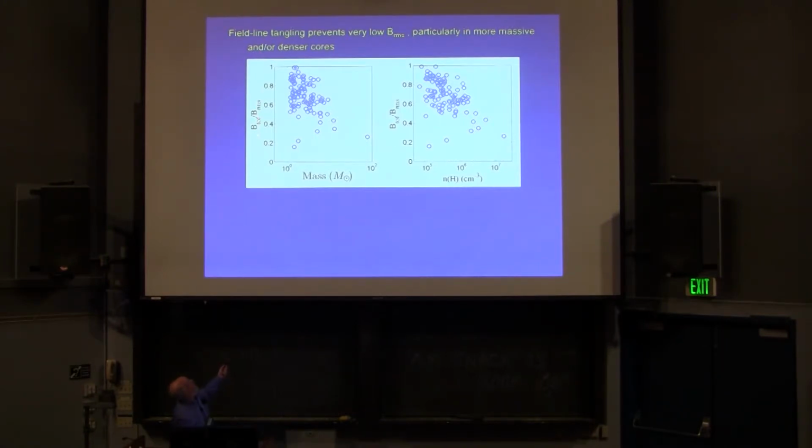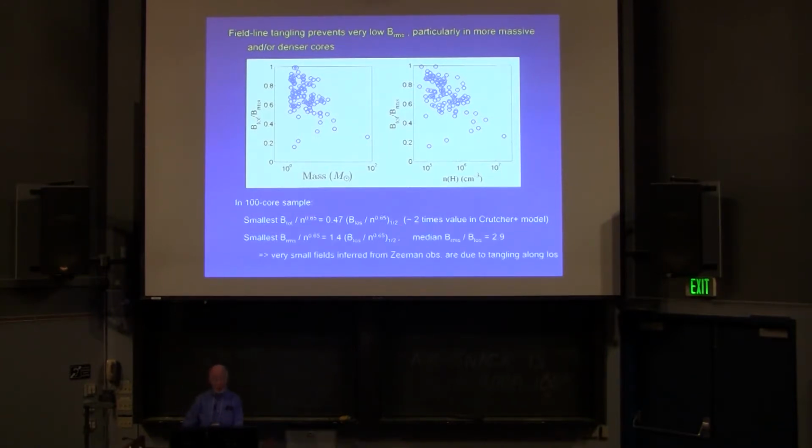And this shows that B total over B RMS, as you go to higher mass or higher density, the RMS field gets larger and larger. So in the 100 core sample, the smallest value of B total divided by n to the 0.65 that we got is about half the median value. And that number of 0.47 is about twice as large as the one from the Crutcher model. The smallest RMS is 1.4 times this median line of sight. So this now says the smallest RMS field is about 3 times larger than the smallest total field.